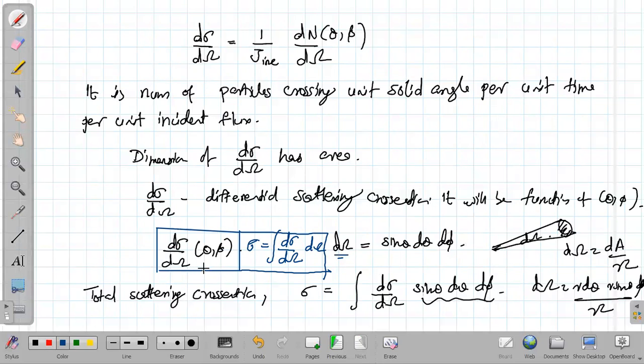Obviously, the more important quantity is the differential scattering cross section, because that gives the angular distribution. The total scattering cross section may not be as important for us, because it does not give the angular distribution. It gives only the total cross section, so it will not give detailed information about how the particles are scattered at different angles. So the differential scattering cross section is a very important quantity for the study of scattering.